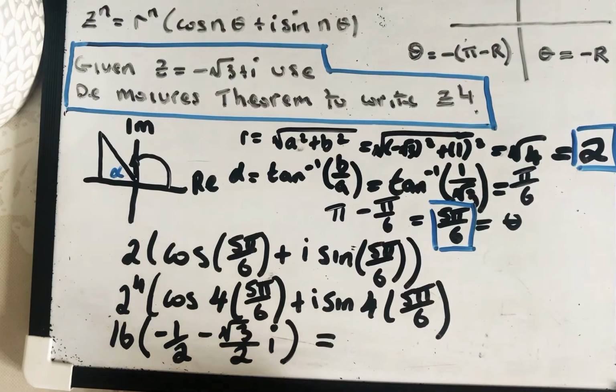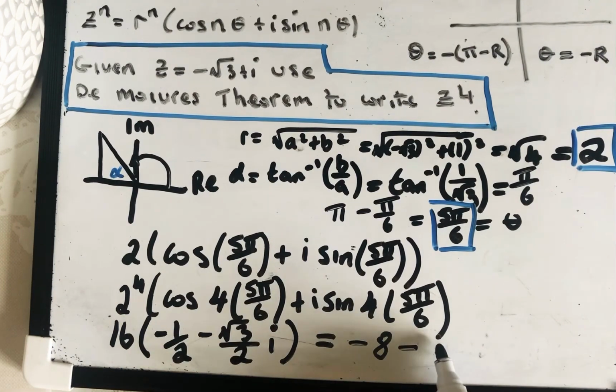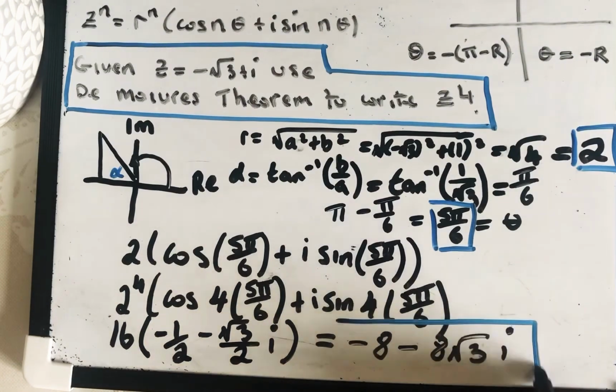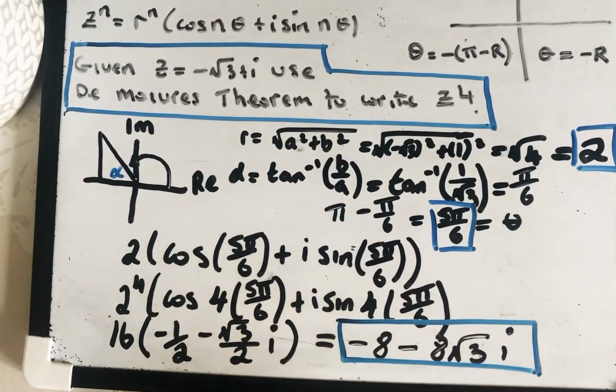Now let's multiply into 16. So 16 by negative a half is negative 8. And then 16 by negative root 3 over 2 is negative 8 root 3 i. So there we have our answer. z to the power 4 in De Moivre's theorem is minus 8 minus 8 root 3 i.